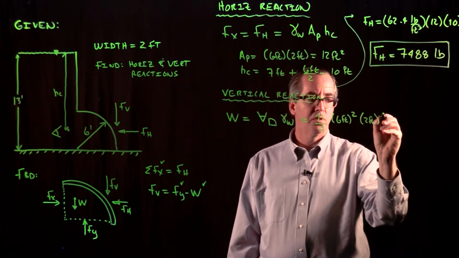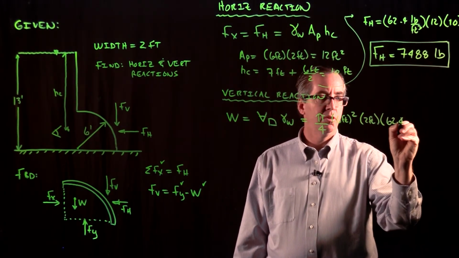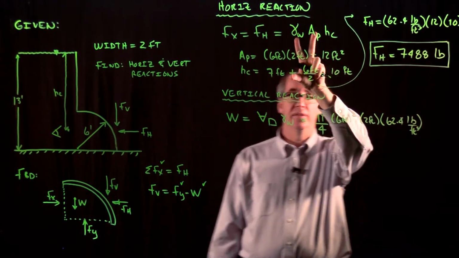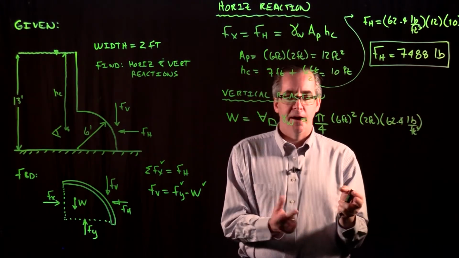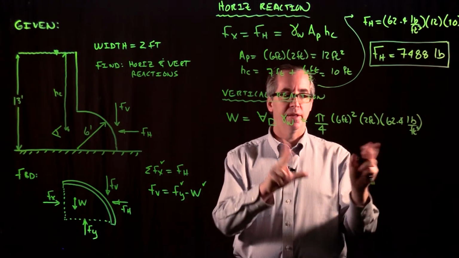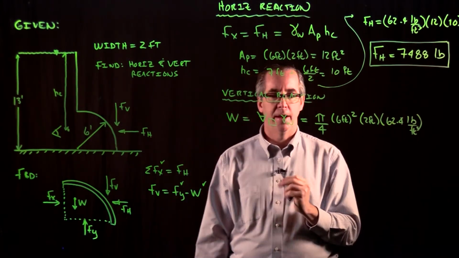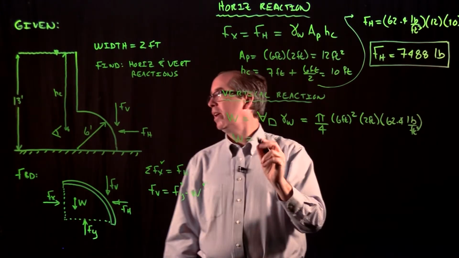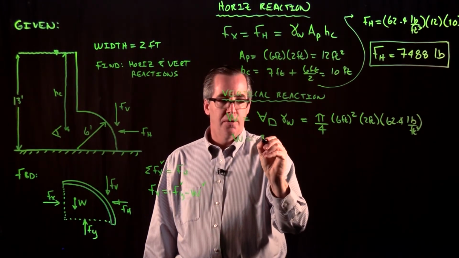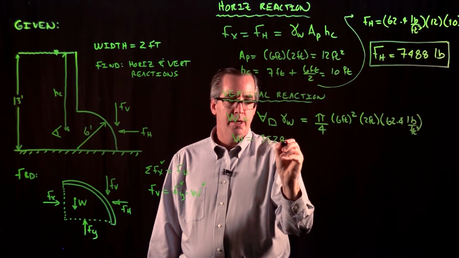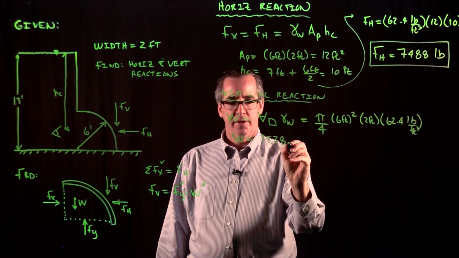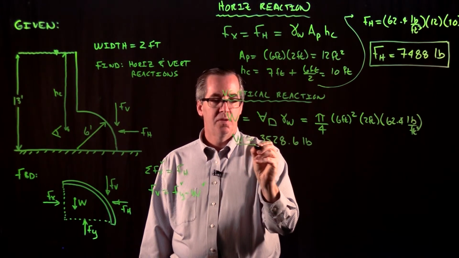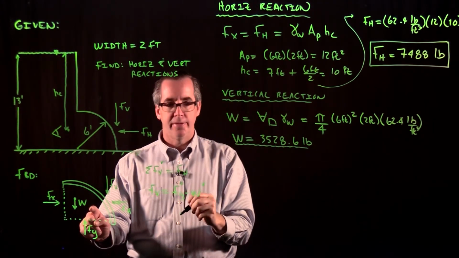And then we have, of course, the weight of water, which is 62.4 pounds per cubic foot. And again, I've been using this value. I've used it in the previous part. It's a rule of thumb value. We didn't have any specific temperature or anything of the water, so we just used the rule of thumb value. Okay. When I solve for this, I get that the weight is equal to 3528.6 pounds. Okay. So that's the weight of the water. So that's the first piece.